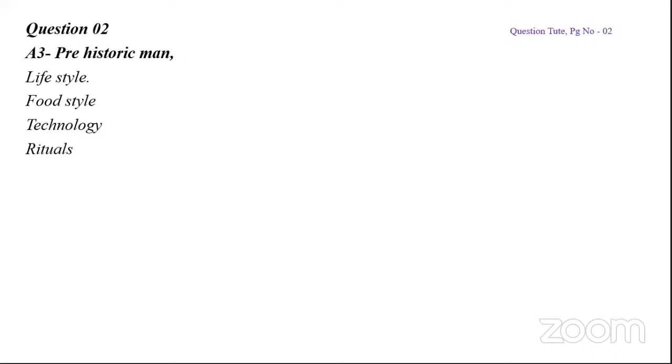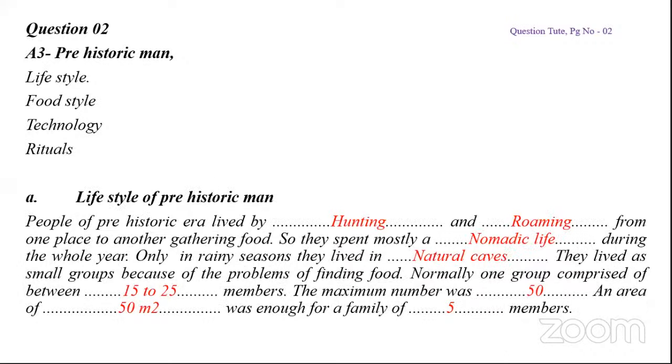Even this question is given in connection with the first lesson of grade 10, so that's why I have put A3 here. 2 possible questions were there from the first lesson, and this is a possible question from the second lesson. So what is the first one? Lifestyle of prehistoric man. When this question is given, how is the question given? Explain briefly lifestyle, food style and technology of Stone Age man. So that is the possible question that you have to write out.